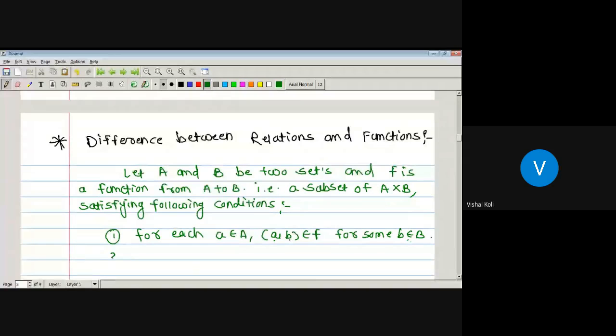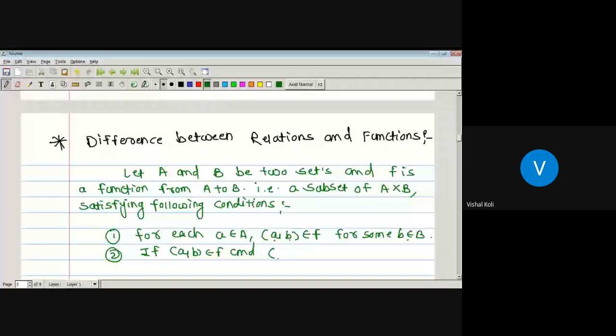And in the second one, if (A, B) is belonging to F and (A, B dash) is belonging to F, that is, the element A is mapped on B, and similarly the element A is also mapped on B dash under the function F, then B and B dash must be equal, that is, B and B dash are the same.